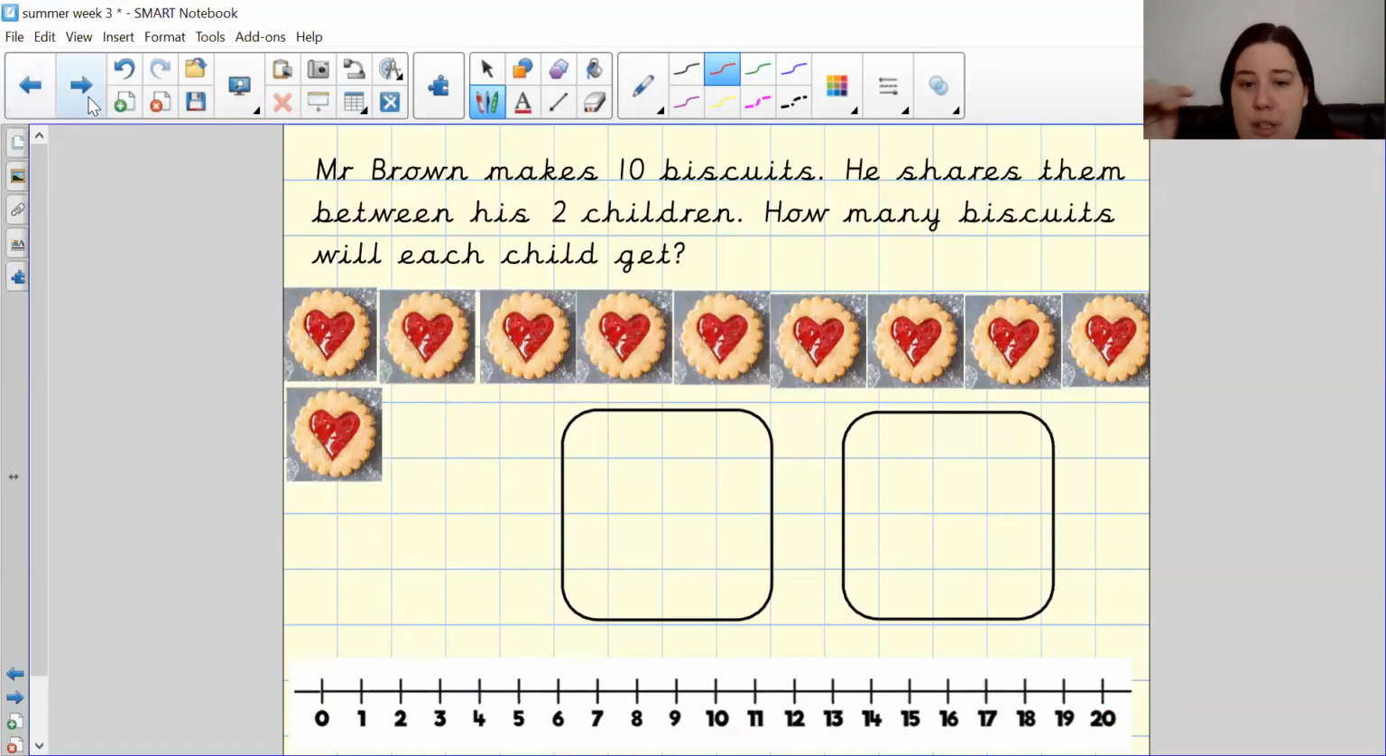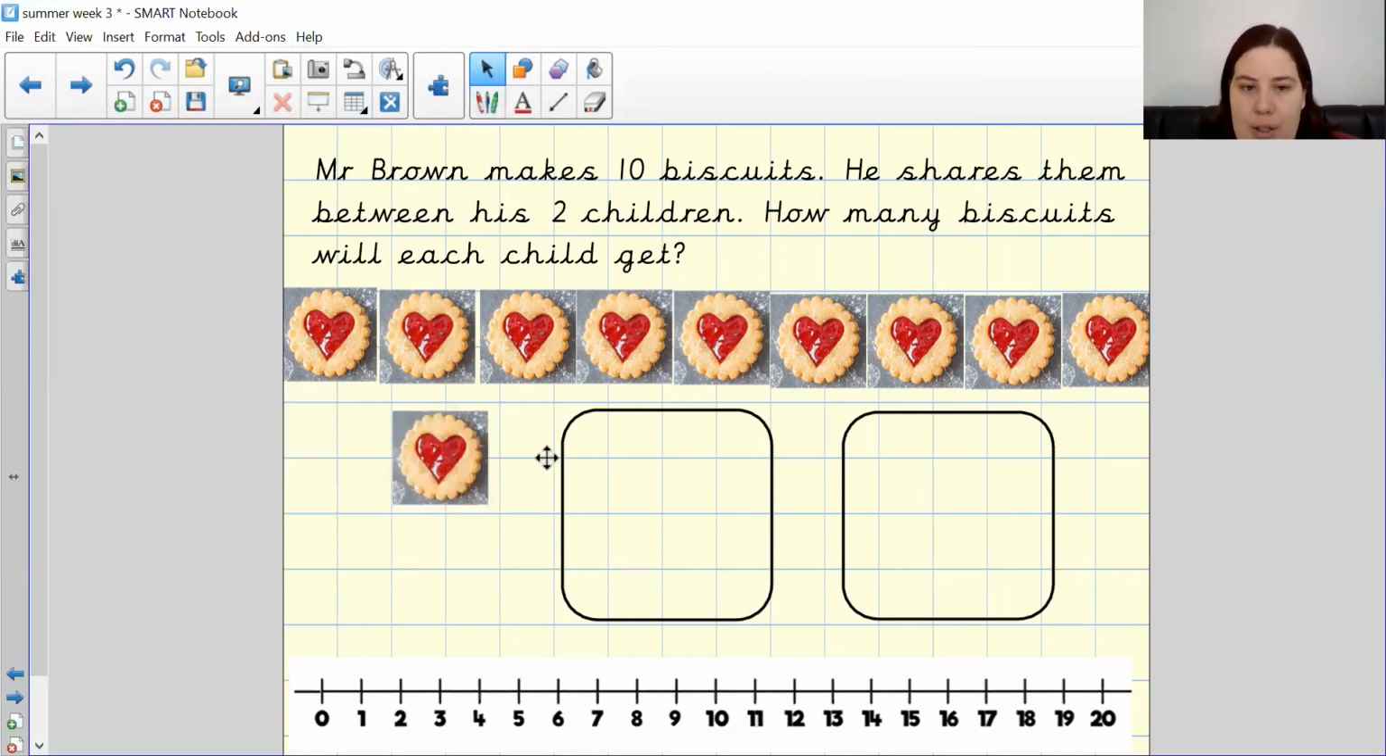I'm going to do another one with you now, and then you are going to be solving some questions independently today. So Mr. Brown now makes 10 biscuits. He shares them between his 2 children. How many biscuits will they each get?